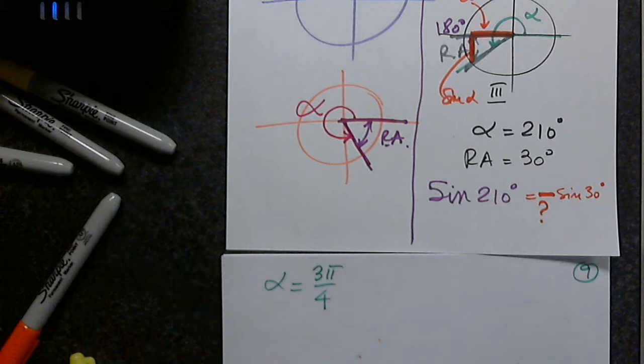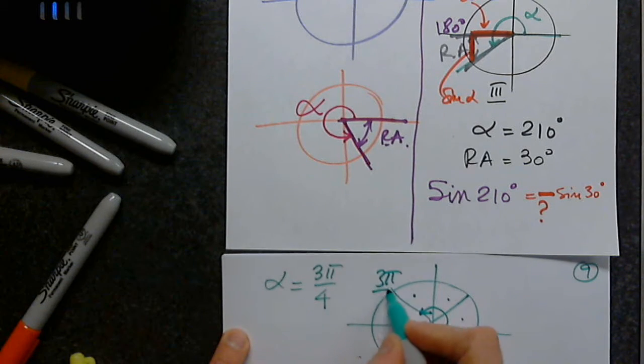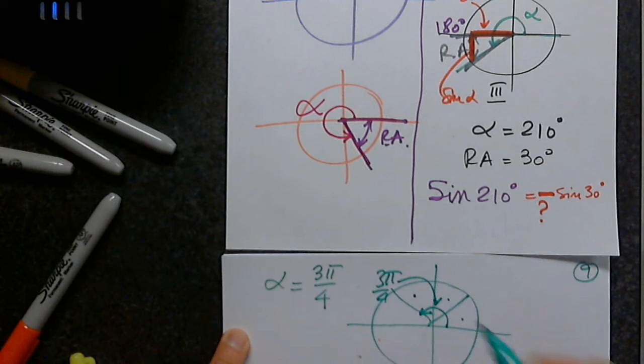Because we already discussed what pi over 4 is. What is pi over 4? 45. Right. 45, 45, 45. 3 of 45. I don't have to think. I know exactly where it is. 1, 2, 3. It's right here. 3 pi over 4 is this angle.